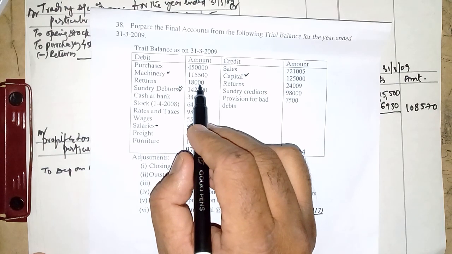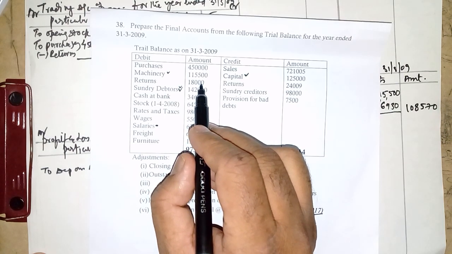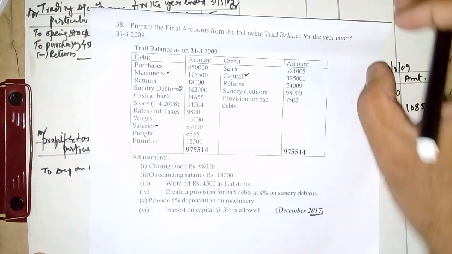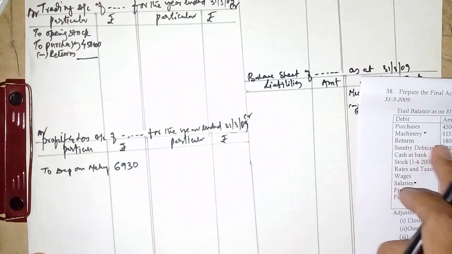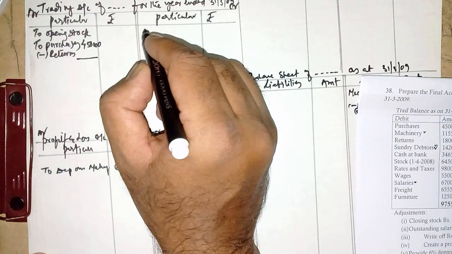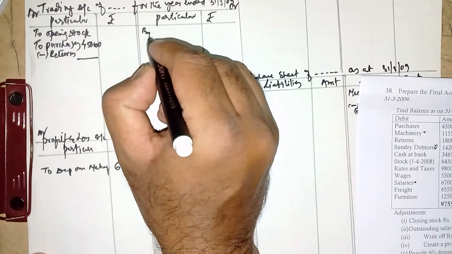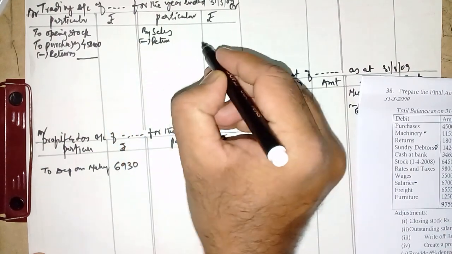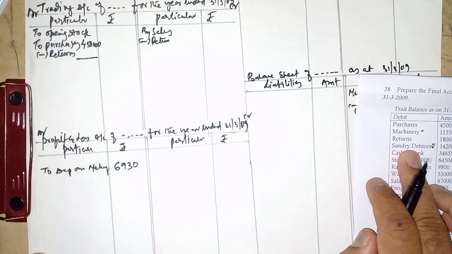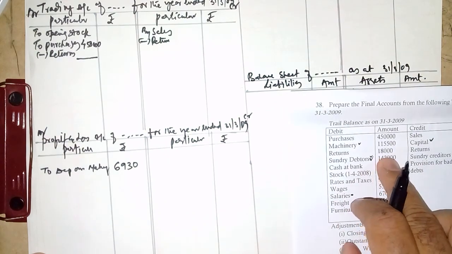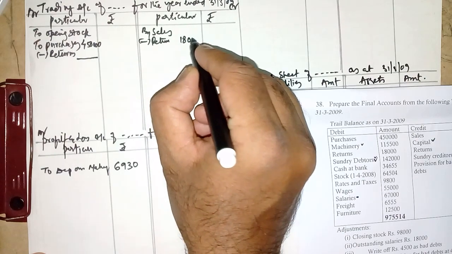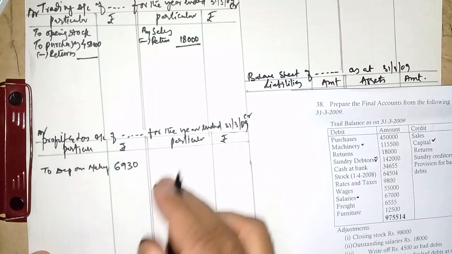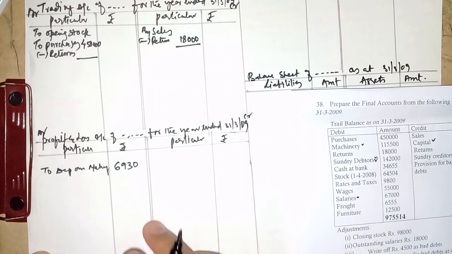Then next item is returns. So returns is given on the debit side of the trial balance. It does mean that the return is sales return, not purchase return, right? So if it is given on the debit side of trial balance, it is a sales return. So first we write on the credit side by sales. So leave the place blank, then returns. Returns is given, how much is the returns? 18,000. So 18,000 I am writing here and leaving the place blank for sales and drawing a line. Whenever sales comes, we will put the amount there, right?